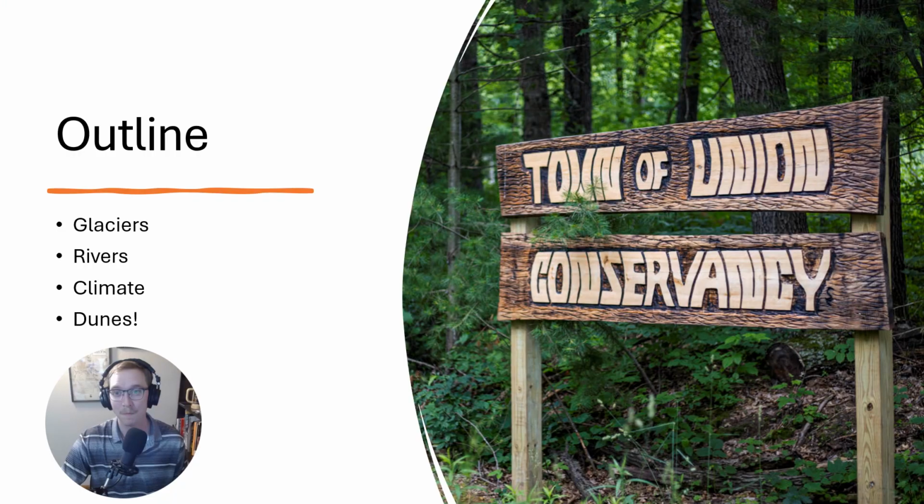Now, a little bit of an outline. We're first going to talk about glaciers, and then we're going to talk about rivers, and then we're going to talk about climate. And you might be saying to yourself, none of those are dunes. The dunes will come later, but we got to set the story up first because this is a really cool and complex story that takes in tens of thousands of years of history to give you the cool features that you get to see out there.